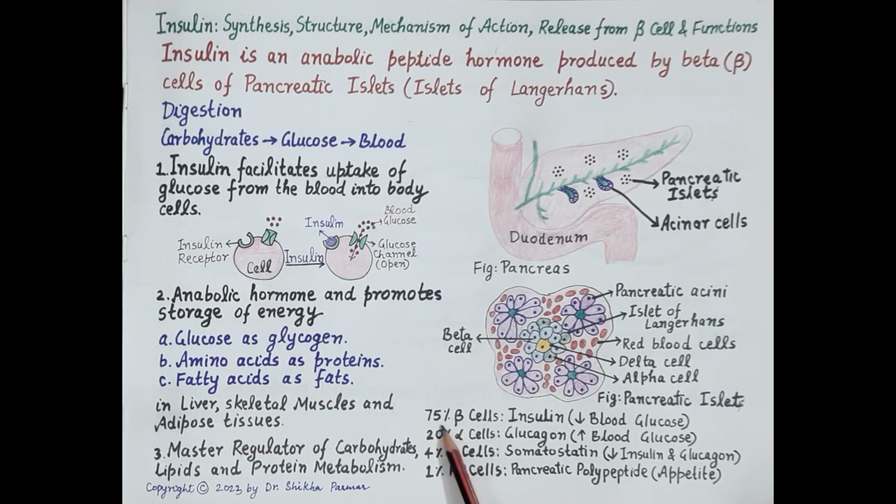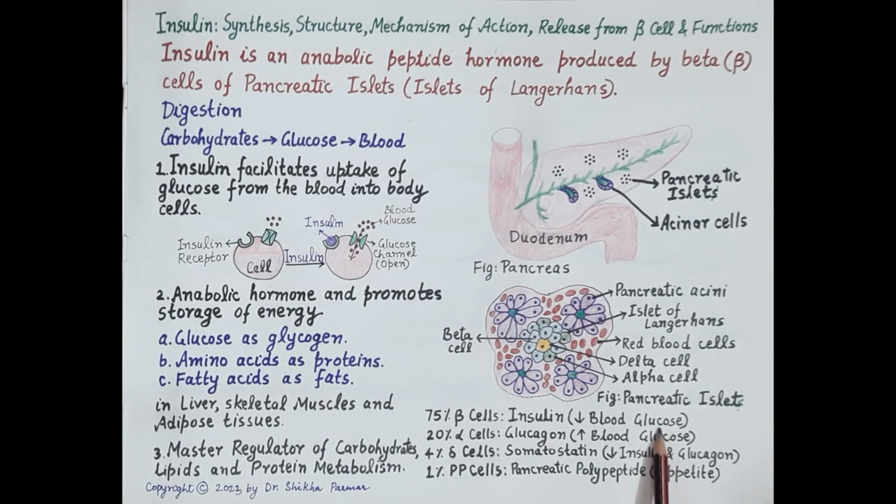Approximately 75% of these pancreatic islet cells are beta cells. Beta cells produce insulin. Insulin is essential for the transportation of glucose from the blood to the body cells. When the glucose is taken up by the body cells, levels of glucose in the blood reduce.